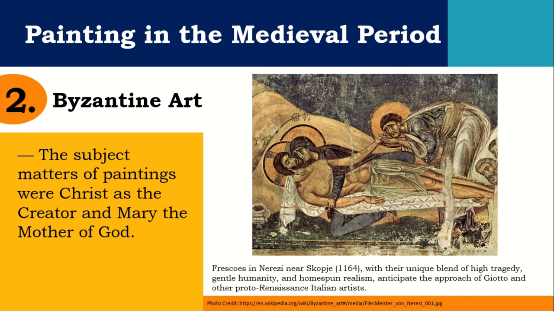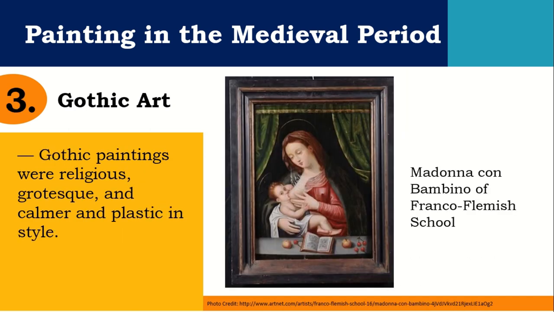The second one is the Byzantine art. The subject matters of paintings were Christ as the Creator and Mary, the Mother of God. The third one is the Gothic art. Gothic paintings were religious, grotesque, and calmer and plastic in style. The picture of the Madonna and Child of the Franco-Flemish school, gazing into each other's eyes in playful mood, is an example of this style.